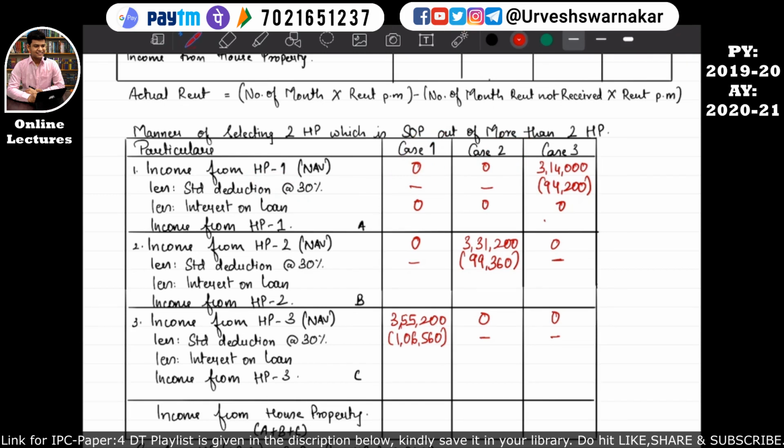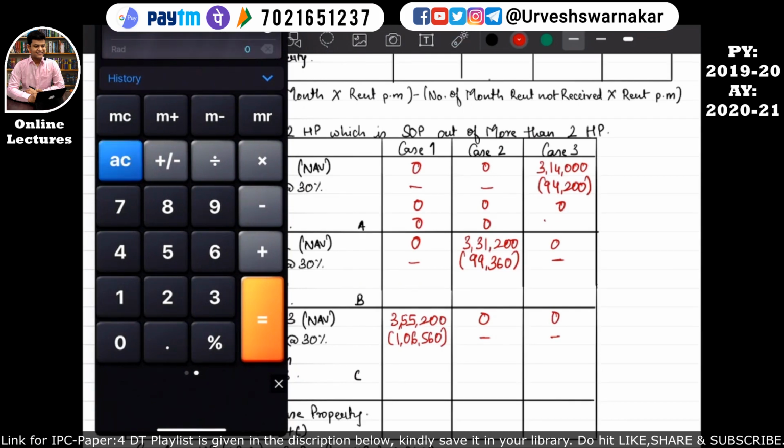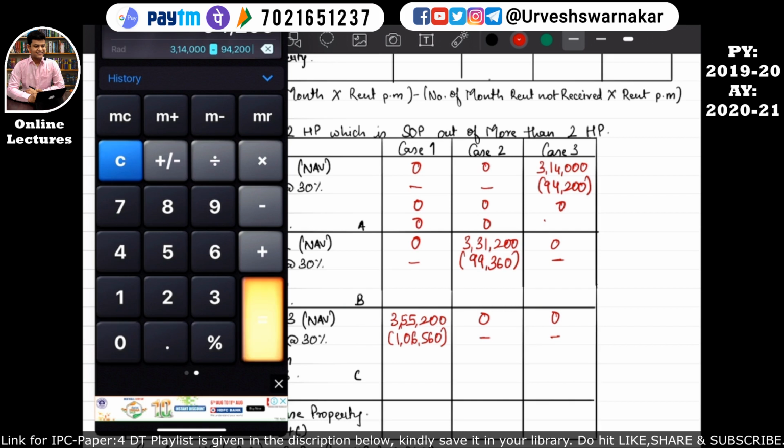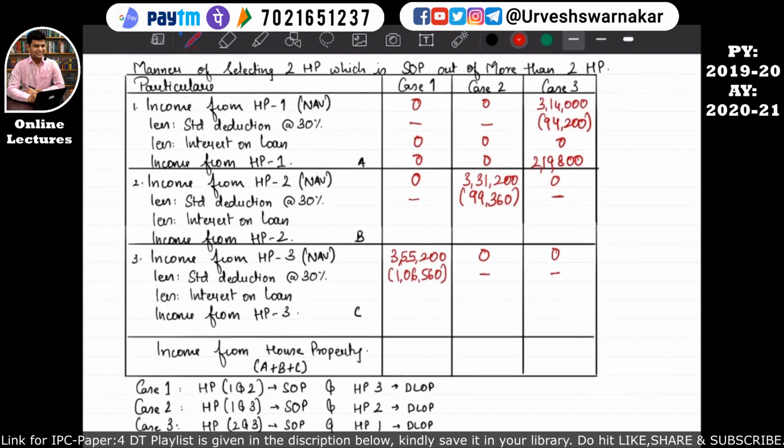So the income from the house property in case 1 will be 0, in case 2 will be 0, but in case 3 where the house property is a DLOP, the income will be 3,14,000 minus 94,200, which is equal to 2,19,800. So basically this is the income. Okay, and the rest of the house properties detail we need to see. So don't worry, let me complete this entire table.